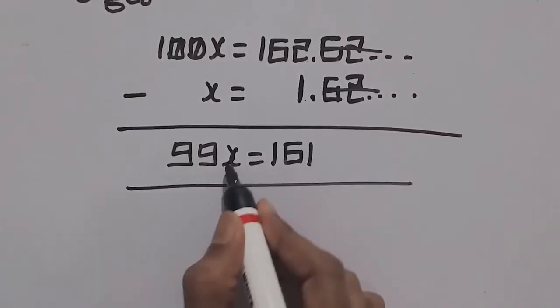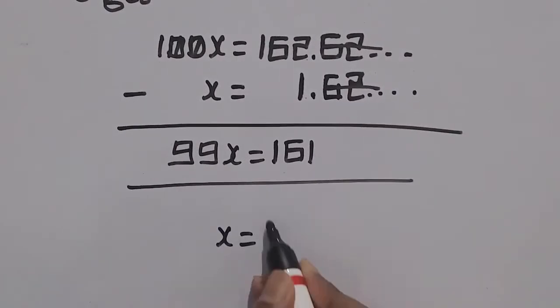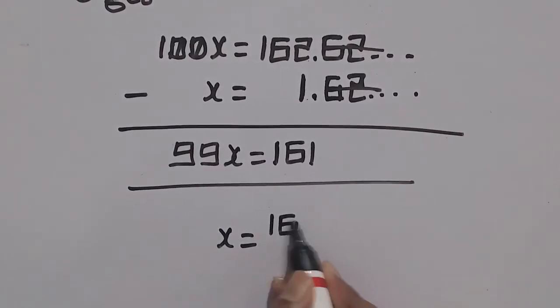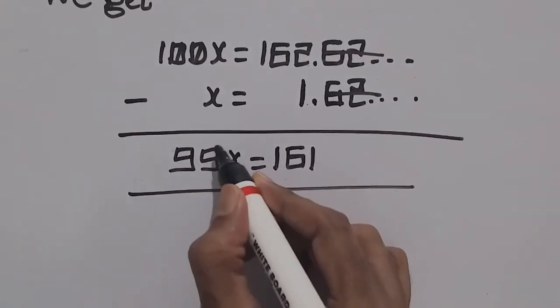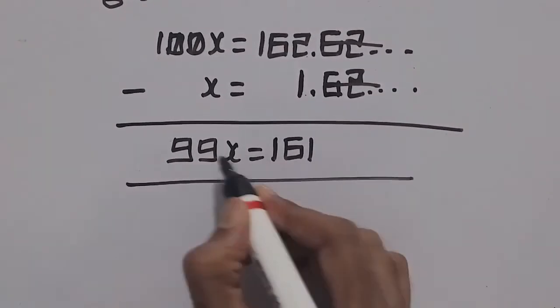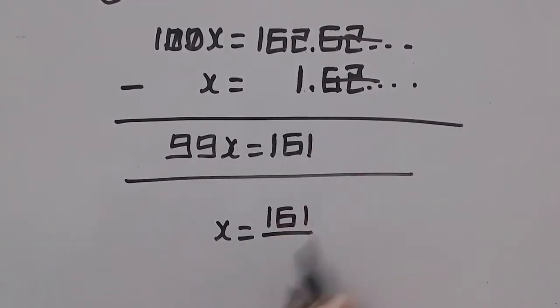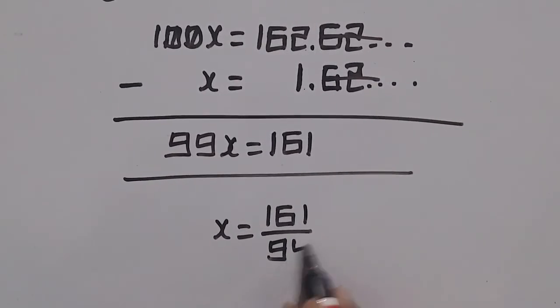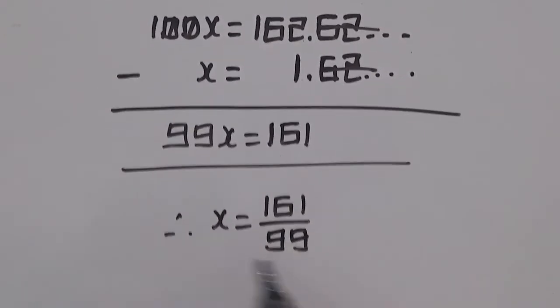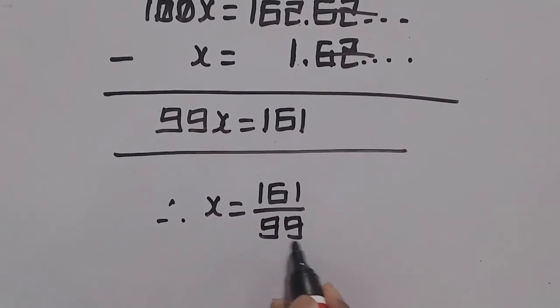Now x is equal to 161 by 99, as the 99 transposes to the RHS. What happens? A multiplication quantity becomes a division quantity. Therefore, the answer is x is equal to 161 by 99.